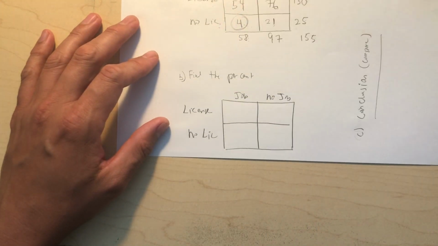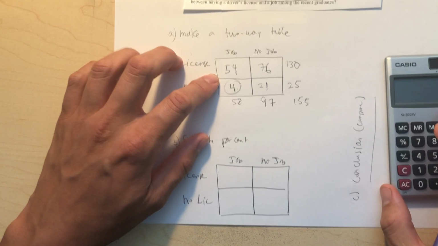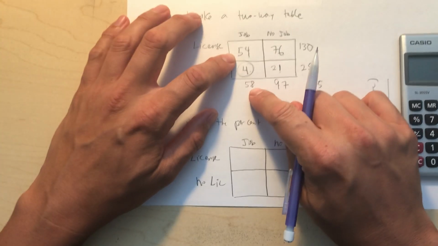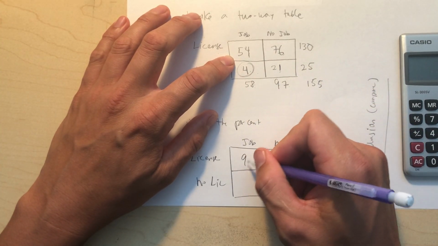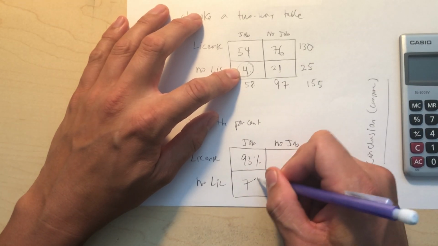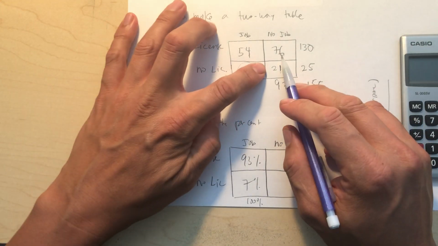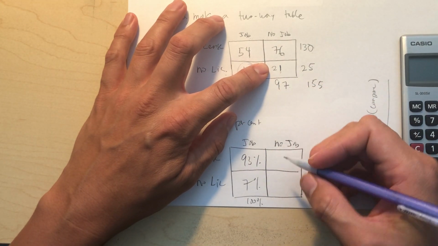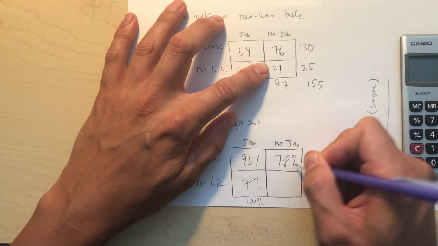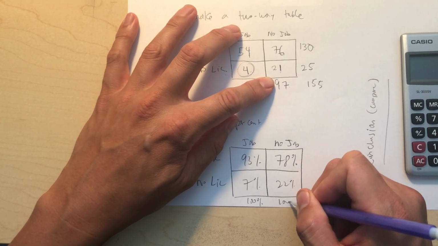Quickly, we want to find a percent. I'm going to just go quickly, okay? So this one here you want to divide, 54 divided by 58. That gives you 93%. 4 divided by 58, that gives you 7%. This should add up to 100. All right, 76 divided by 97, that would give me 78%. 21 divided by 97, that gives me 22%. This should add up to 100%.